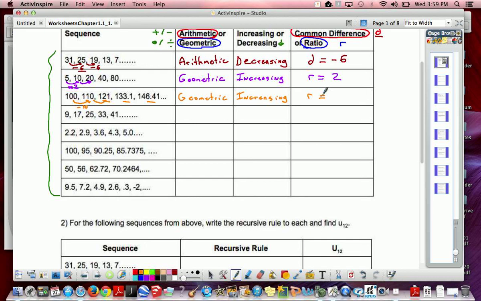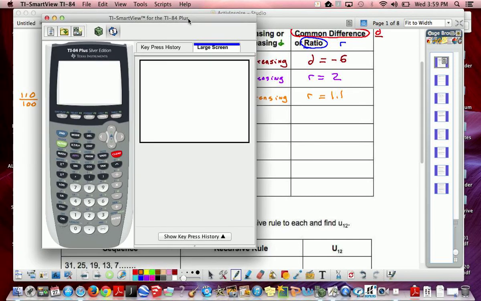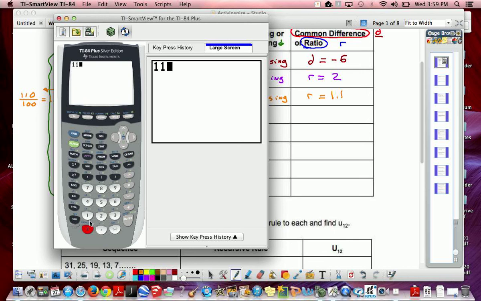The quickest way to get the common ratio is you take the next term, or in this case, if I take 110, the second term, and divide it by the first term, it will give me what I multiply by. In this case, it's 1.1. Now what I can do too, if it doesn't seem that simple doing it in your head, is take 110 divided by 100, and you will see, hey, it's 1.1.